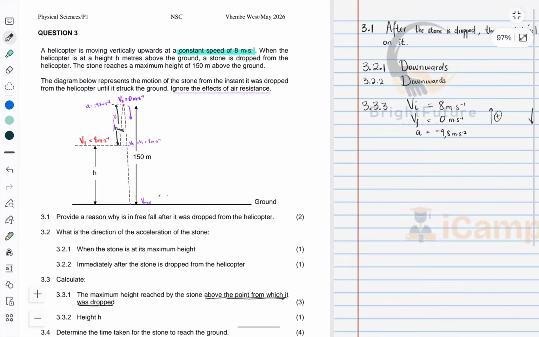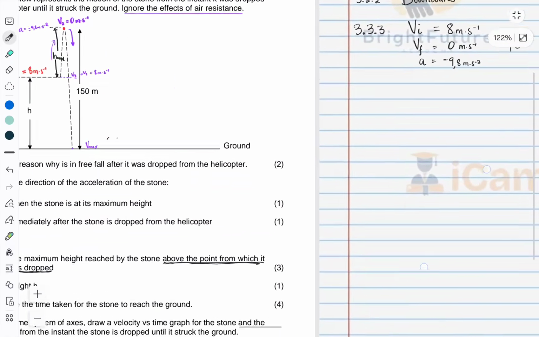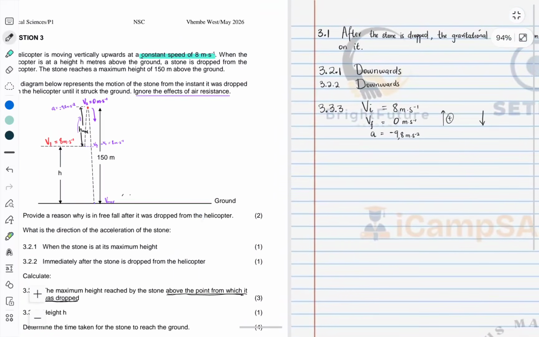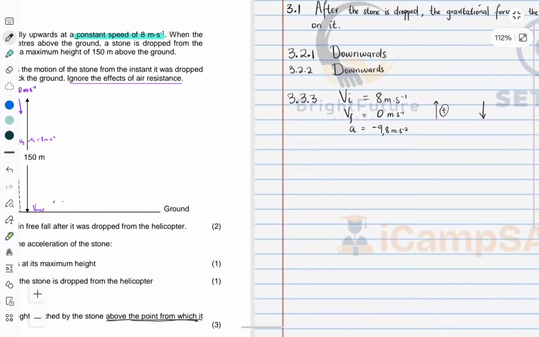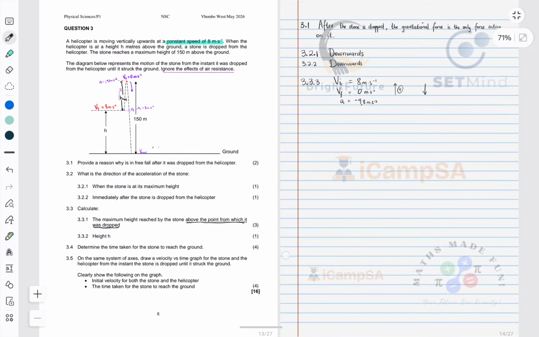All right, so now let's calculate based on all these things that we have. If we go to our equations of motion, which equation of motion will allow us to find the height or the displacement that the stone covers in these given parameters? Let's see.